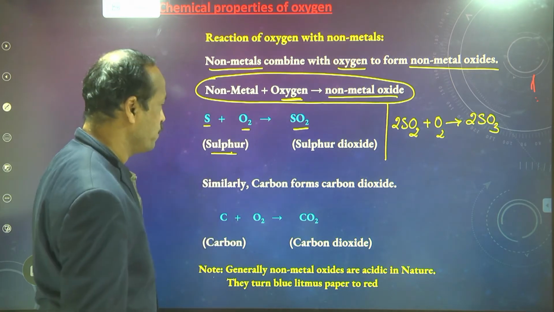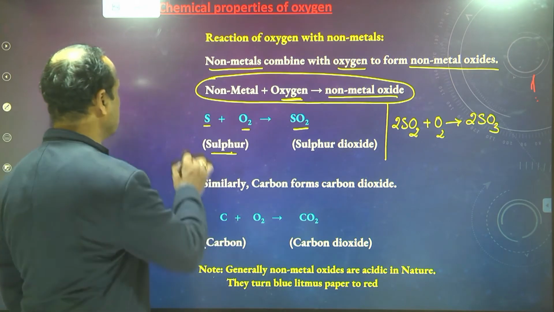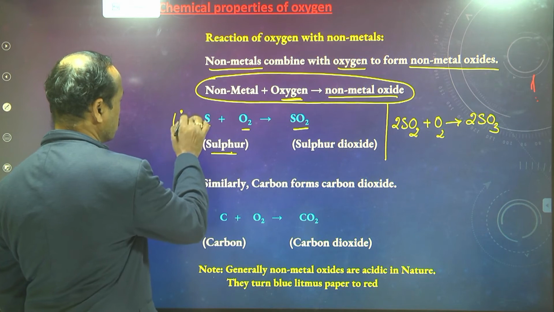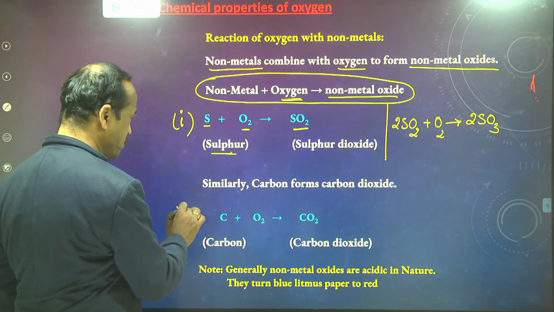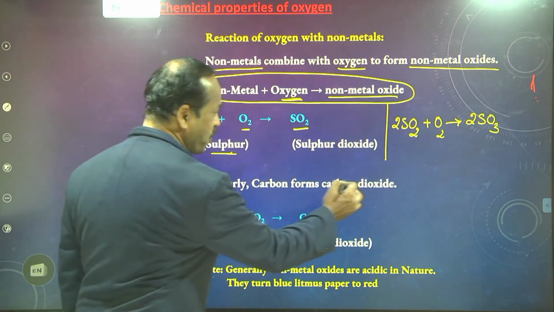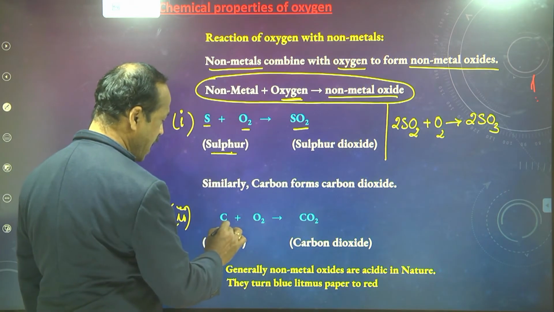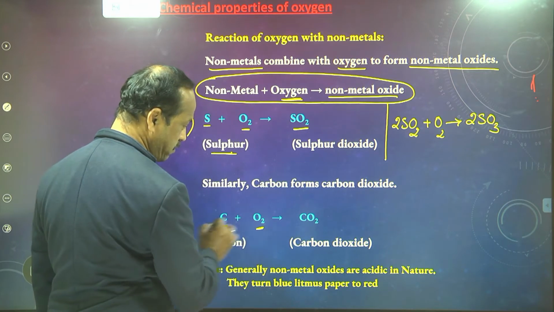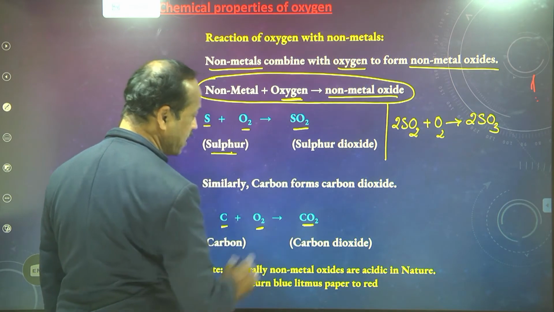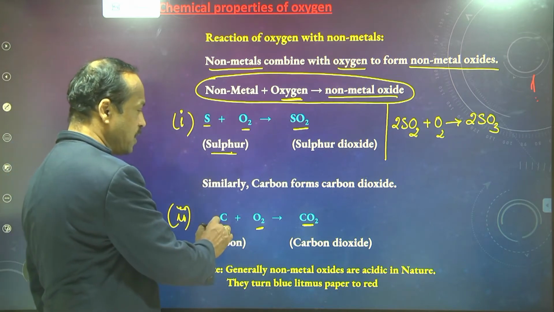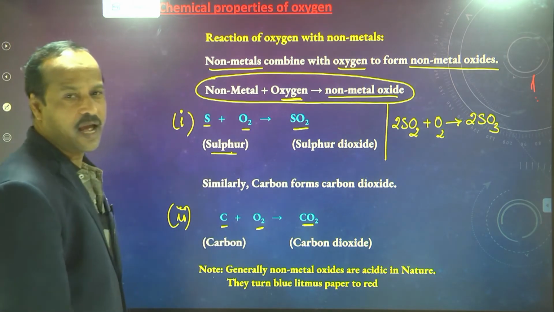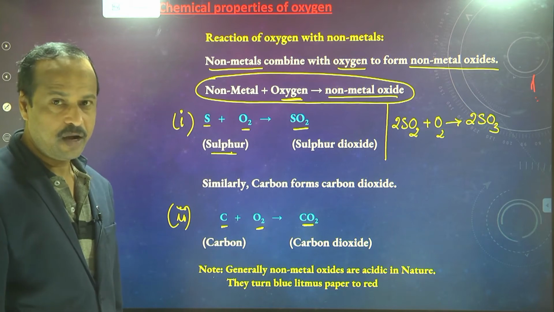That is one. Now come to the second example. So this is the first example. Now come to the second example. Similarly, carbon forms carbon dioxide. See here, carbon is burning in oxygen and forming what? Carbon dioxide. Carbon is a non-metal. It is reacting with oxygen and forming carbon dioxide.